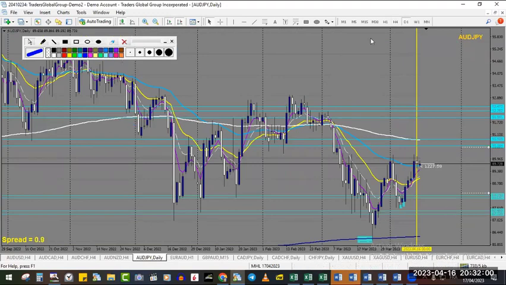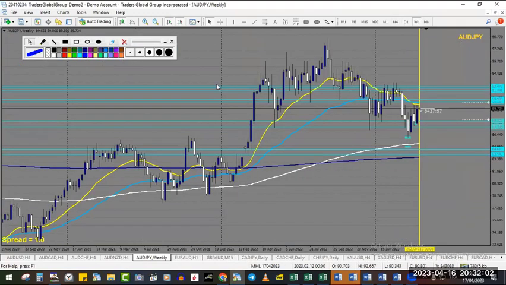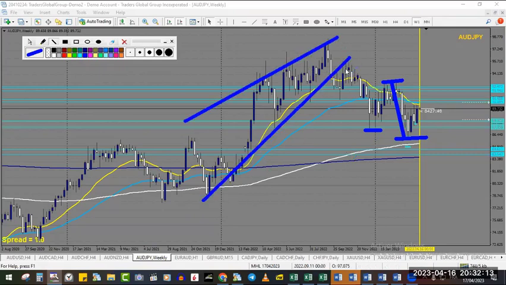AUD/JPY. So AUD/JPY, we have a weekly beautiful impulse going down like a lot of yen pairs, creating a new low, breaking this one. On the monthly, we had an uptrend, okay? And it didn't reach this zone of demand, plus the 200 EMA.